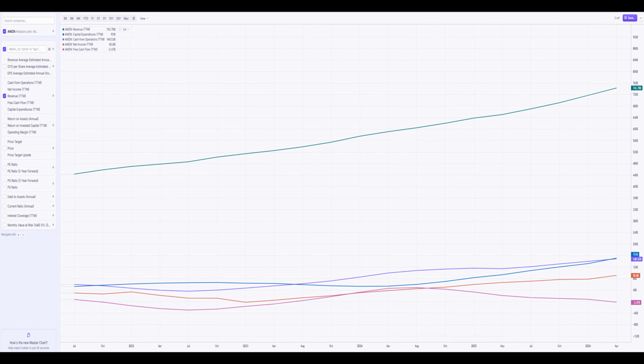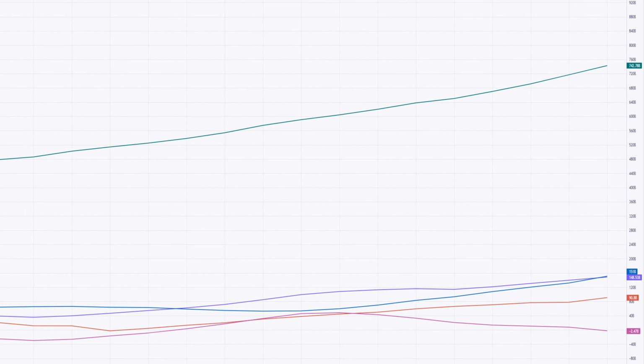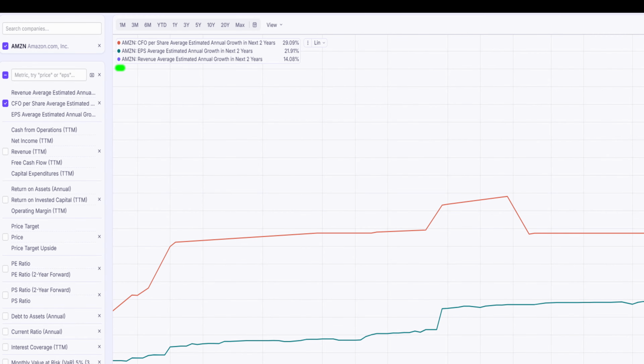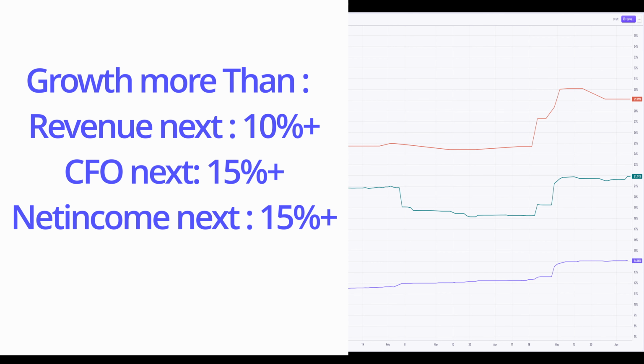From these metrics, we can adjust our growth indicators, and let's get to them now. Right now, we're gonna find 3 basic growth metrics, which is the average estimated annual growth in the next 2 years for revenue, EPS, and cash from operation, or CFO. Well, we wanna have the revenue average estimates for the next 2 years bigger than 10%, CFO for the next 2 years bigger than 15%, and net income bigger than 15%.